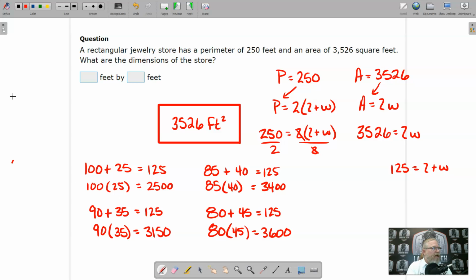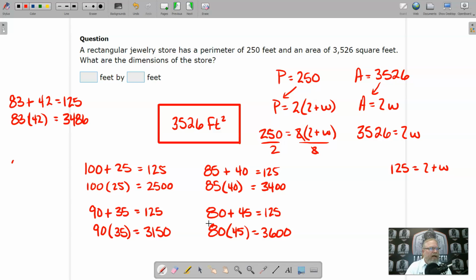Let's go ahead and try 83. 83 plus, and what would it be? 42? 5, yep, 125. That indeed is 125. So let's go ahead and do 83 times 42, and let's see what we get there. So 83 times 42 equals 3486. Well, let's see. I'm too low.